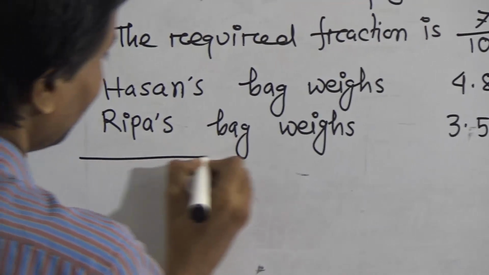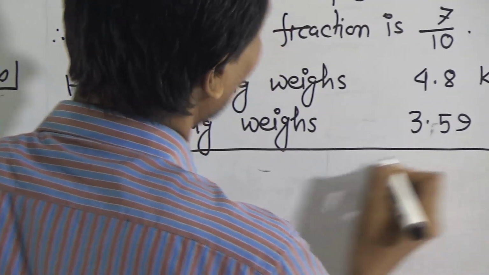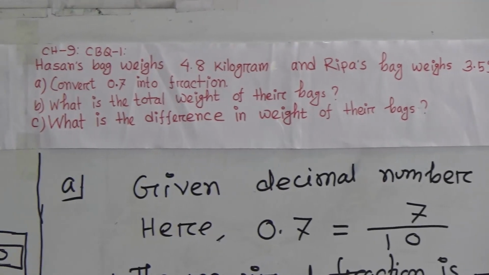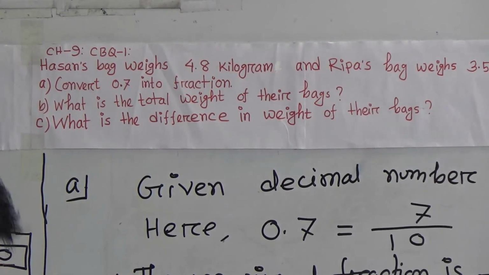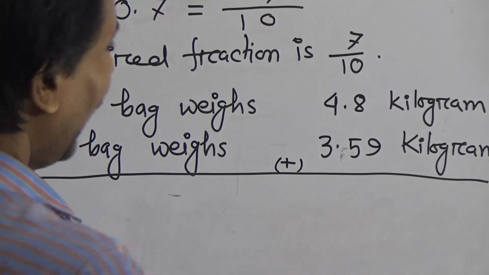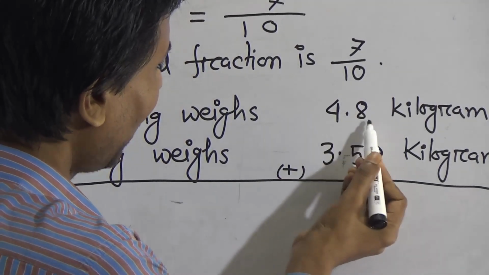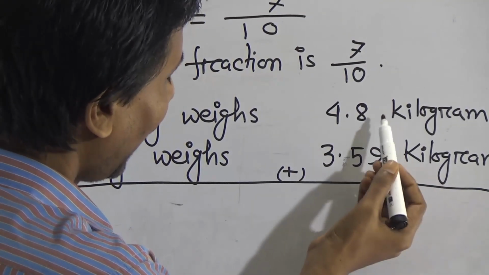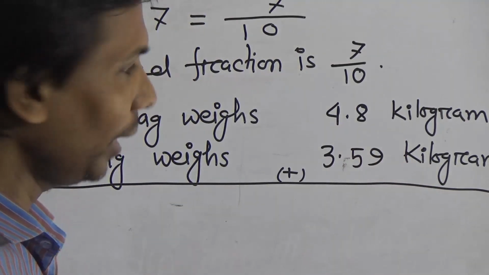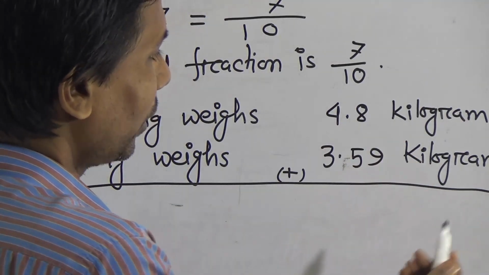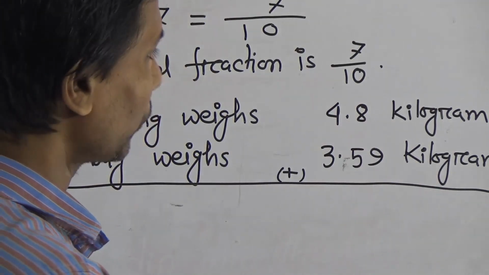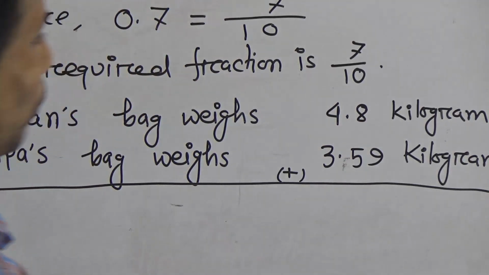Now here, students, see what is the total weight. That means this is the addition. You give the addition sign. And you see here 4.8, and this has no number, so you consider there is 0. You can give here 0 or not. This means 4.80, or 4.8 means 4.80.